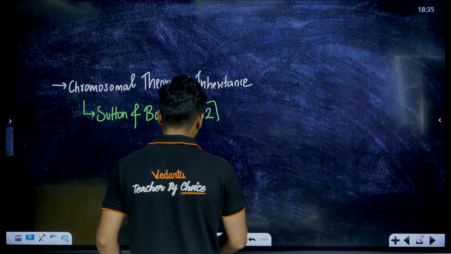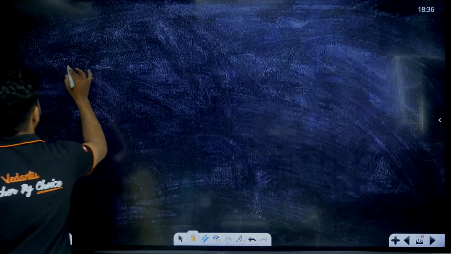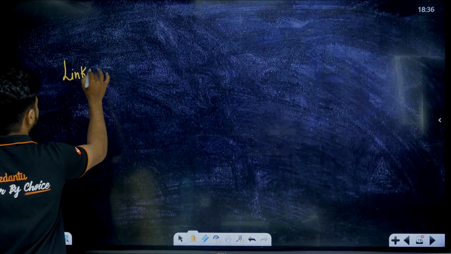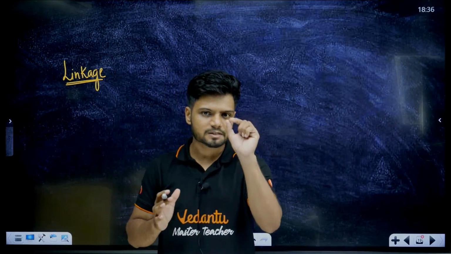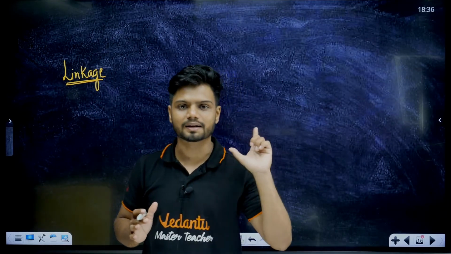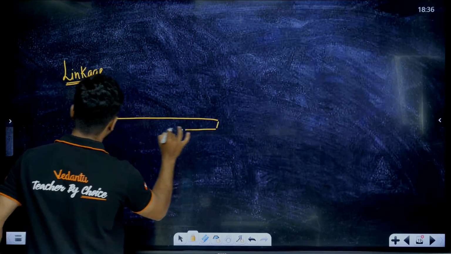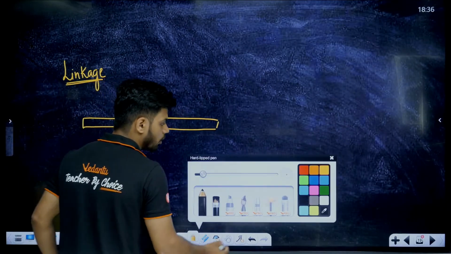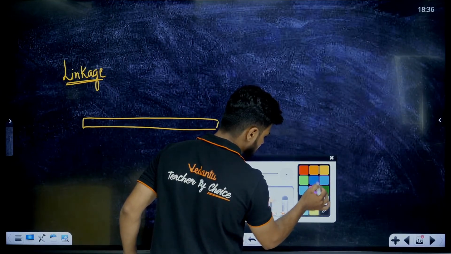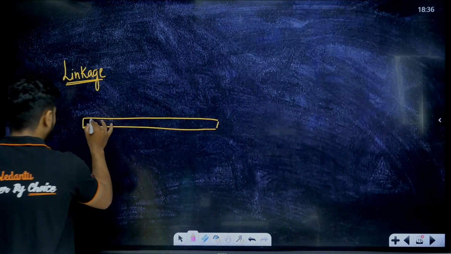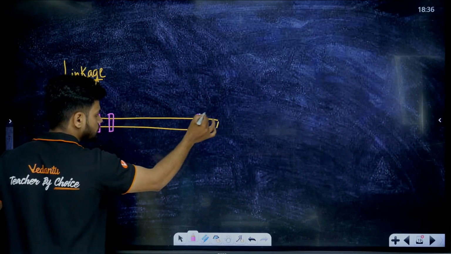The next concept which I want everyone to understand, and where the numericals have come from, is going to be your linkage. Very easy concept again. I'll explain with the help of a small diagram and you will understand it very easily. Right? So imagine this is a chromosome. On this particular chromosome, we have certain genes.